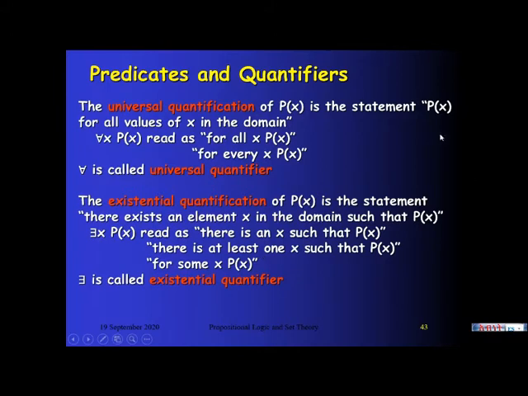By the way, the universal quantifier has a symbol like this, the reverse of A, I think. And the existential quantifier is the reverse of E. It's the symbol, it doesn't matter. Don't worry about this. But what does it mean?